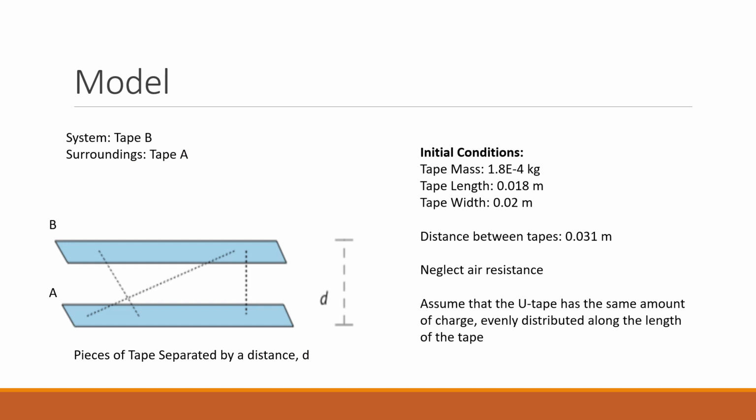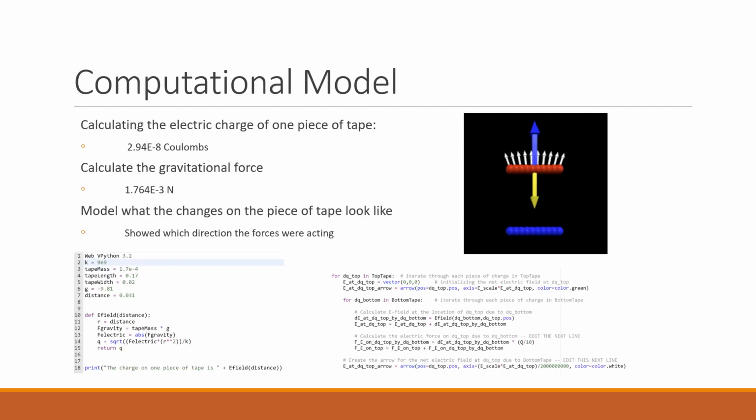This is the model. The tape mass was 1.8 e to the negative fourth kilograms, and the tape was 0.018 meters long, and its width was a given amount of 0.02 meters. The electric charge on one piece of tape was 2.94 e to the negative eighth, and the gravitational force was 1.764 e to the negative third. And that's the code that was used to run this.